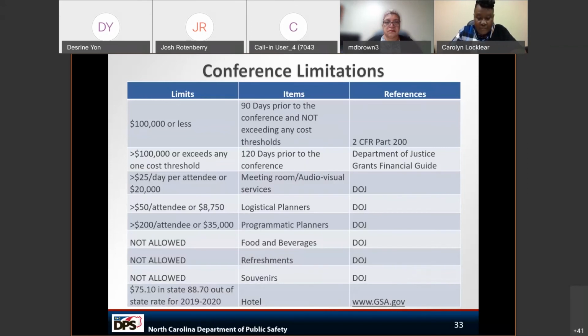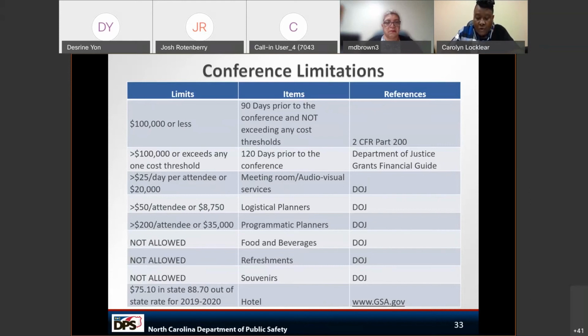Okay, conference limitations. There are limitations to when you have conferences that are $100,000 or less: 90 days prior to the conference and not exceeding any cost threshold. And you can find that in 2 CFR Part 200. For conferences greater than $100,000 or exceeding any one cost threshold, that's 120 days prior. And you can find that information in the Department of Justice Grant Financial Guide.